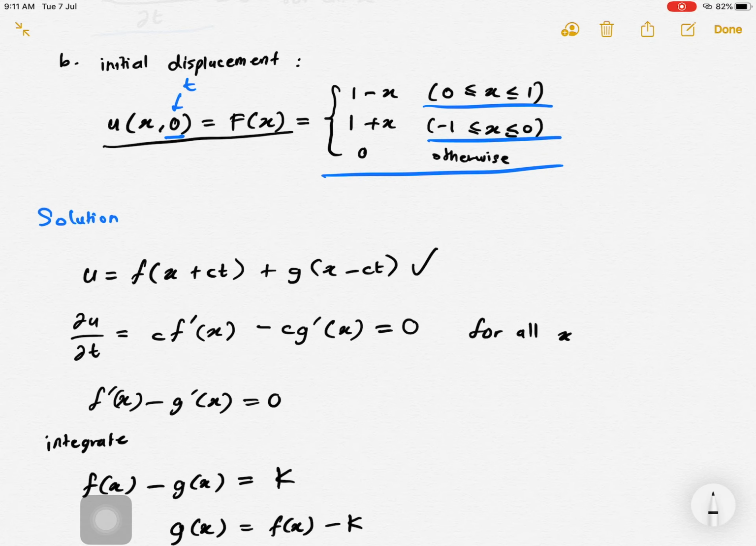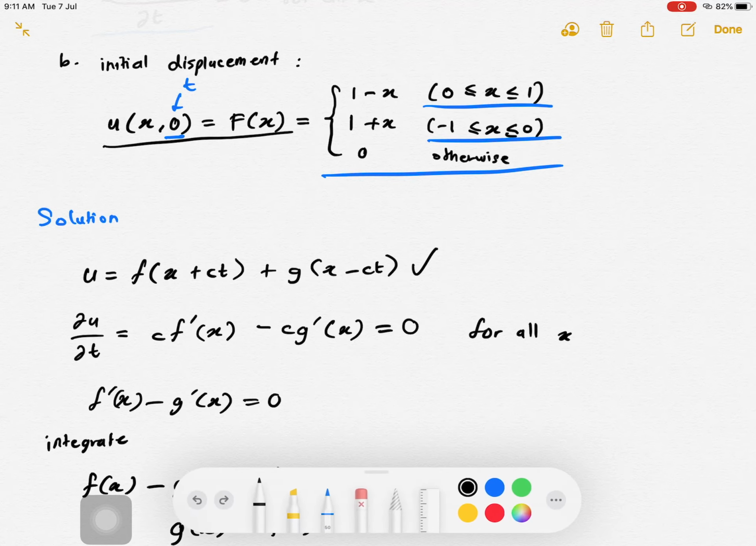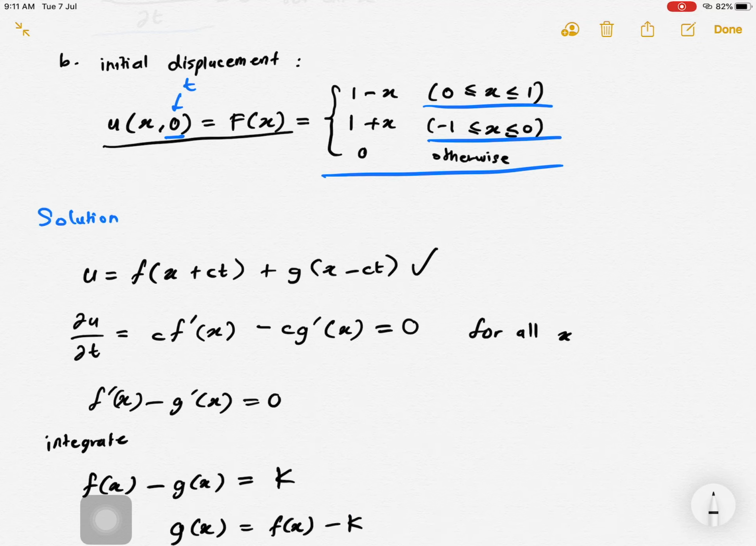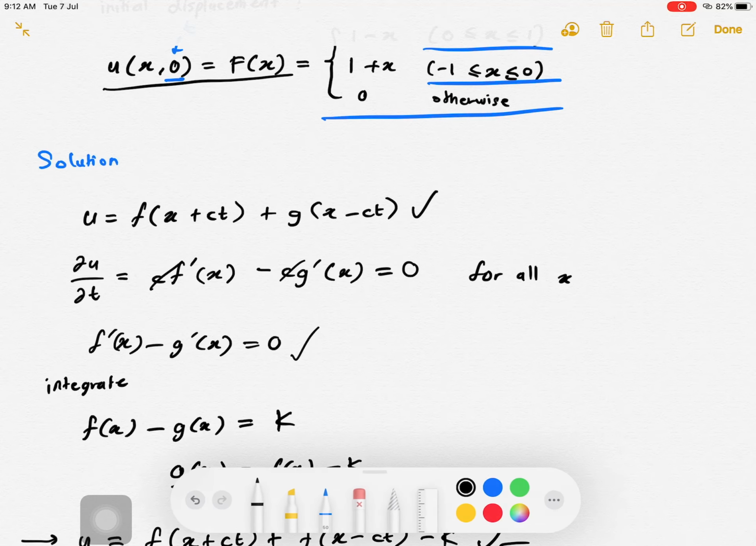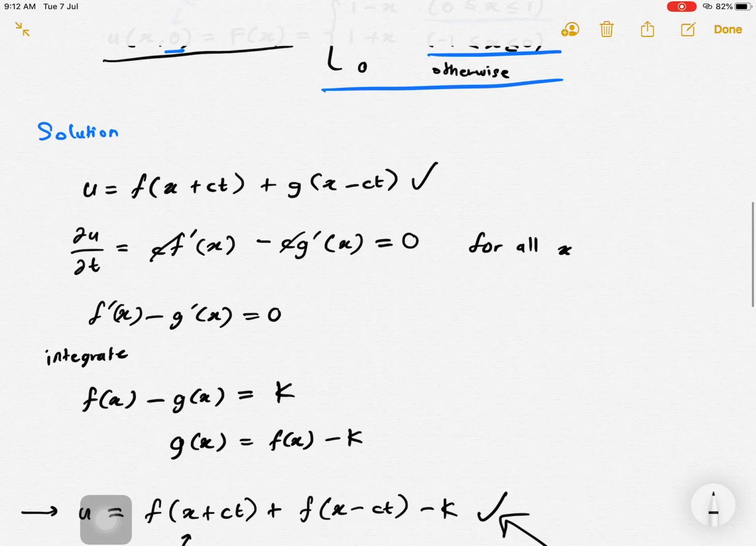Alright, so now when we consider this equation, we can eliminate c. Why? Because it is equal to 0. And then we have this formula. We can have this equation, sorry. And then we do integration. When we do integration, we will have an additional constant k. Okay, and we have the f and g function back.